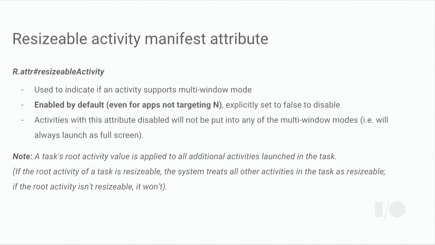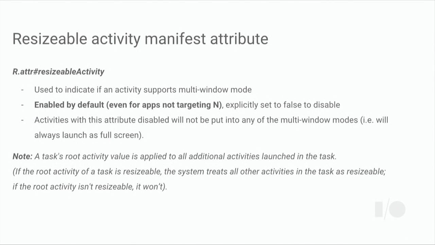So the big one is the resizable activity manifest attribute. This is an attribute that you set to indicate to the system that your activity supports multi-window and can be resized to any arbitrary dimension. It's important to note that we enable this by default for all apps, including the ones not targeting N, right? And you need to explicitly target N and set it to false in order to disable. Not that we recommend that, though, for all apps.